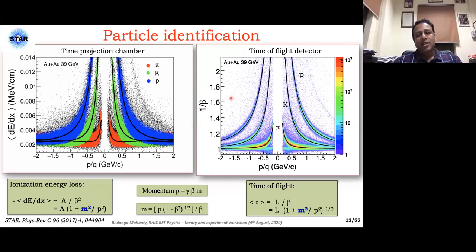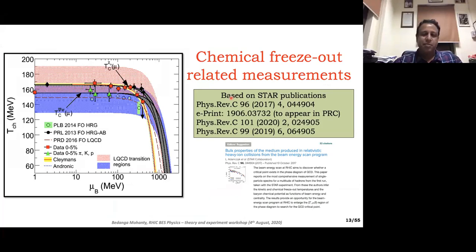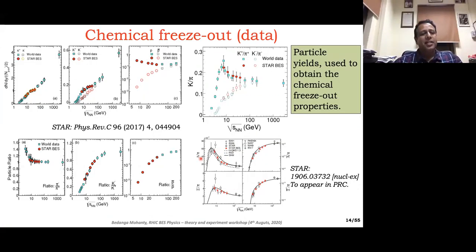First, I will discuss the chemical freeze-out related measurements. These are based on these publications here, and one of them appeared as an editor's suggestion in Physical Review C. Now, the data which is used to obtain the chemical freeze-out parameters, or the quantities related to that, are the particle yields. What is shown here on the top is the dN/dy divided by the number of participating nucleon pairs for charged pions, the middle one for charged kaons, and protons and antiprotons.